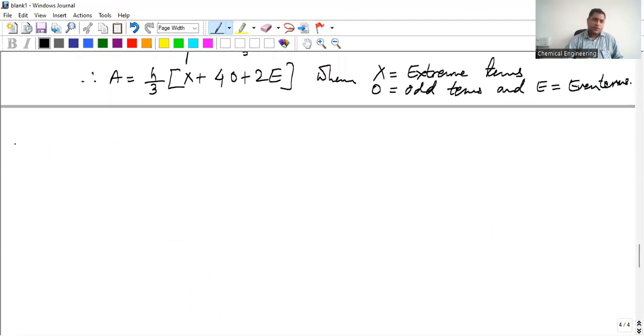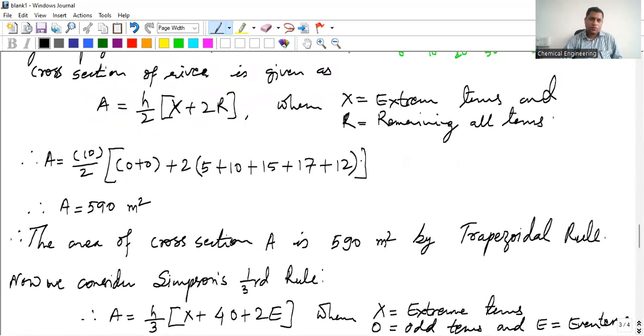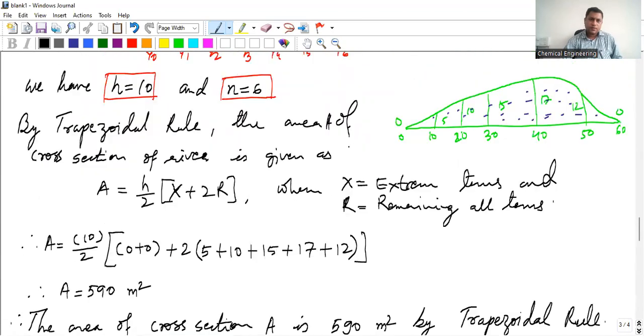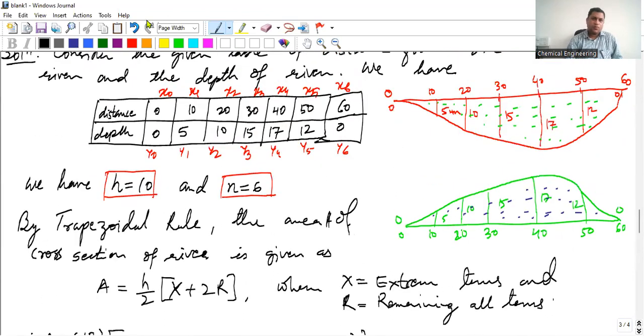Now, let's have this. So we get here A is equal to 10 by 3, into 0 plus 0 plus 4 odd. So what are the odd terms you have? These are the odd terms we have.